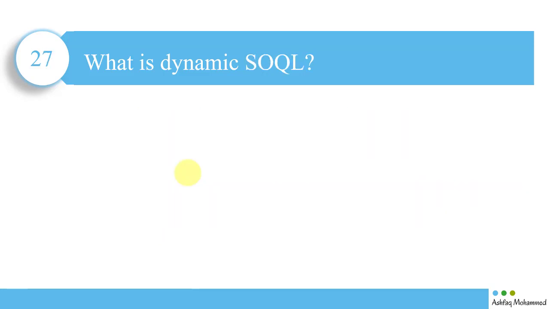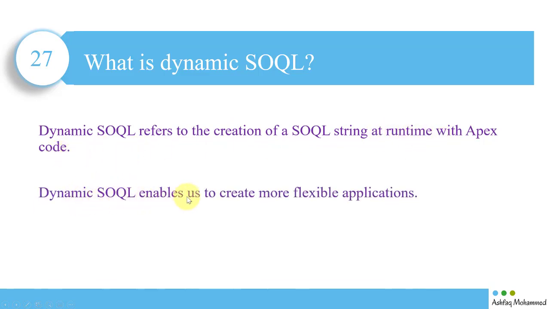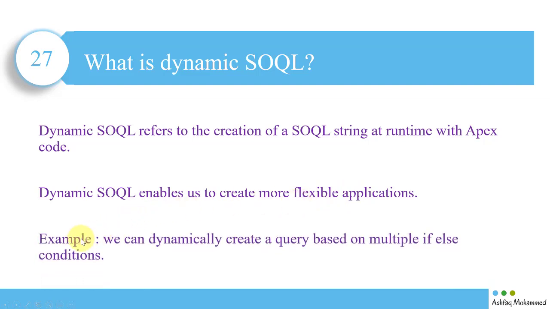Next question is: what is dynamic SOQL? Just like dynamic Apex, we have dynamic SOQL as well. Dynamic SOQL refers to the creation of SOQL strings at runtime with Apex code. Dynamic SOQL enables us to create more flexible applications. It's the same thing, but here we are more focused on the queries, how we write the queries. For example, we can dynamically create a query based on multiple if and else conditions.